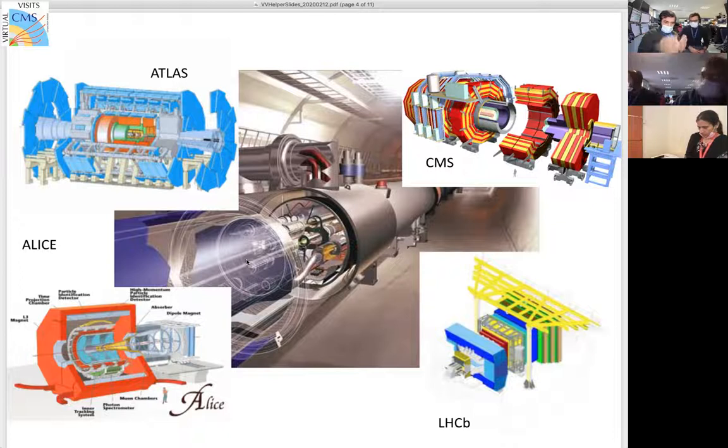Inside these tubes we have pure vacuum, called ultra high vacuum. Yes, it's 10 to the minus 11 exactly. It's because when our particles move, we don't want them to interact with any other particles on the way.